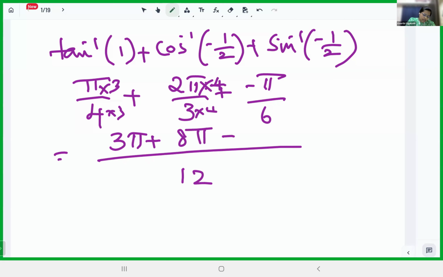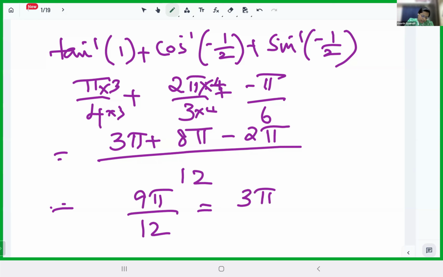Then minus is here, then 2 pi. So what is the value of 3 pi plus 8 pi minus 2 pi? That is 9 pi by 12. Again, we can simplify it, isn't it? 3 pi by 4. So the value of tan inverse of 1 plus cos inverse of minus 1 by 2 plus sin inverse of minus 1 by 2 is 3 pi by 4.